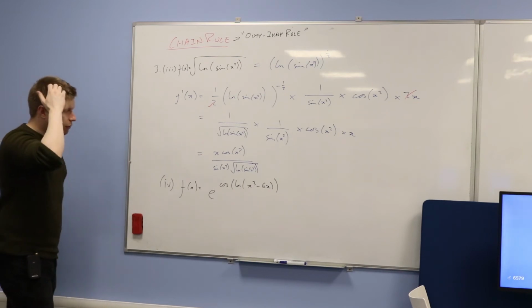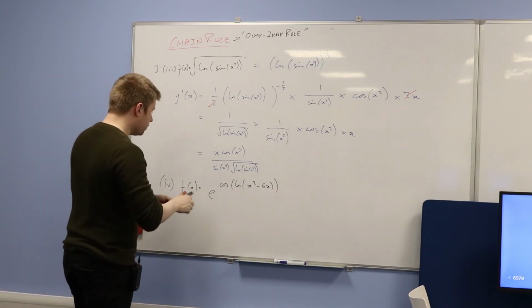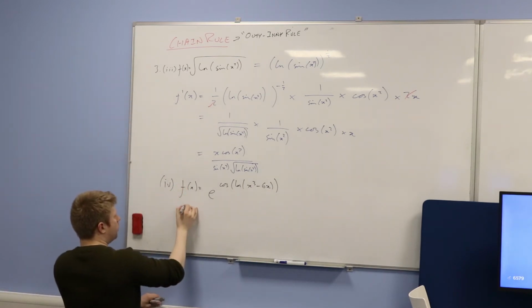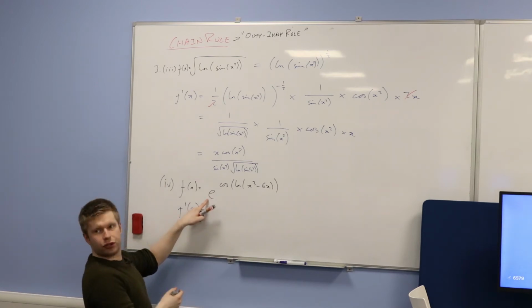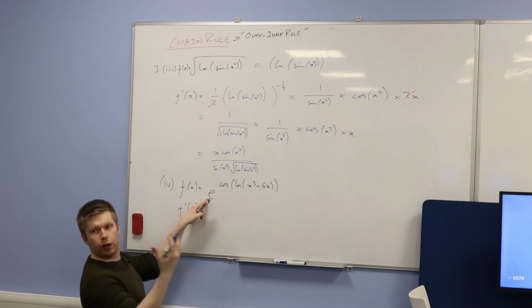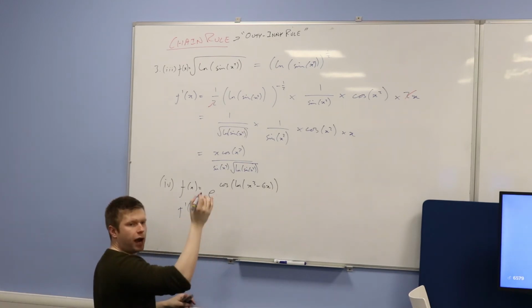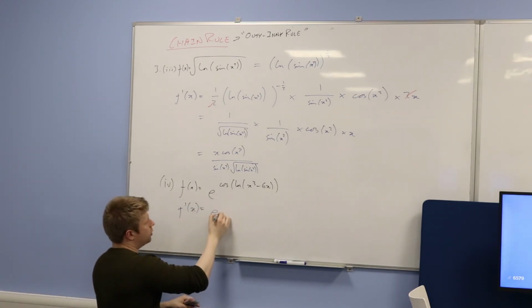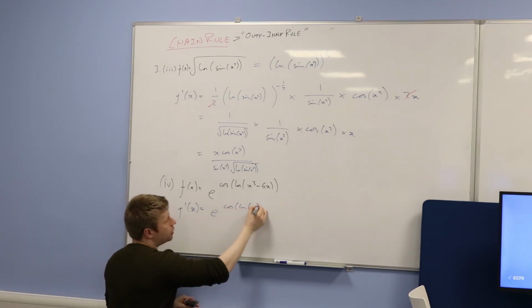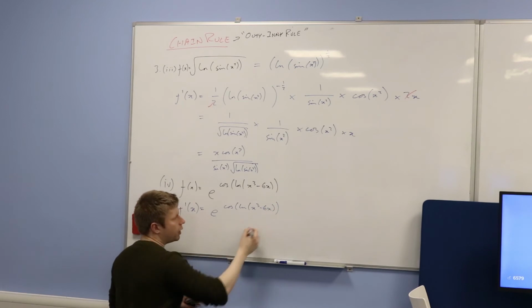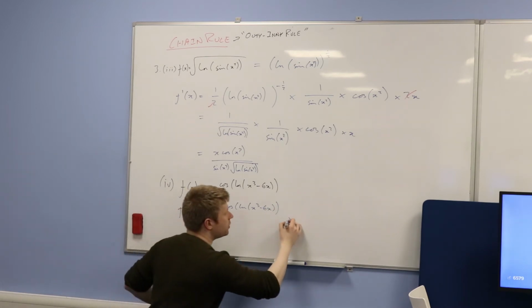We just do the derivative bit. To find the derivative, we just do the chain rule. The outside function is e to the power of something. We leave that alone. The derivative of e to the power of something is e to the power of something, so it's going to be e to the power of cos of natural log of x cubed minus 6x. Then we multiply by the derivative of the inner functions.